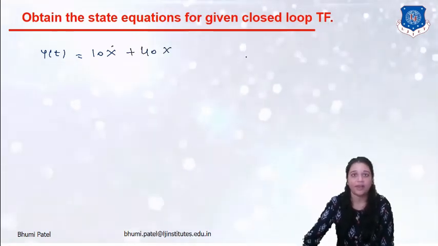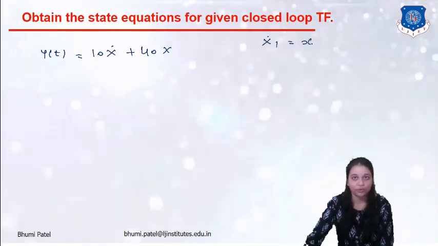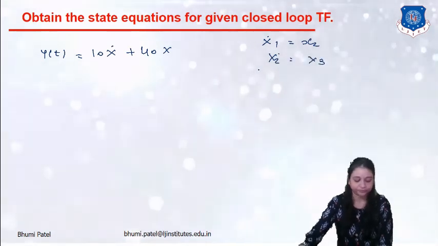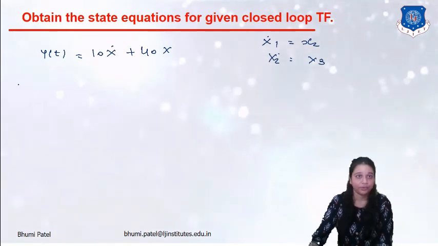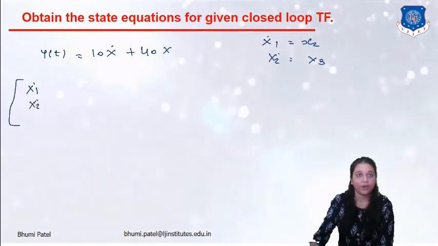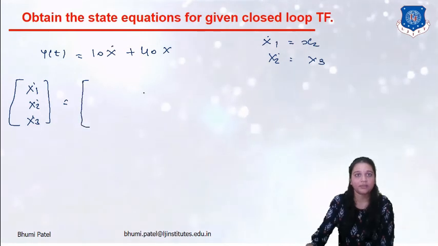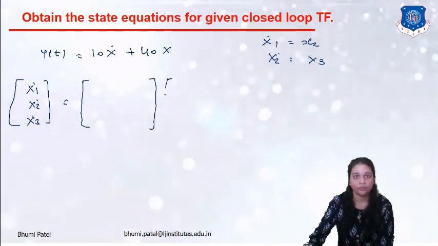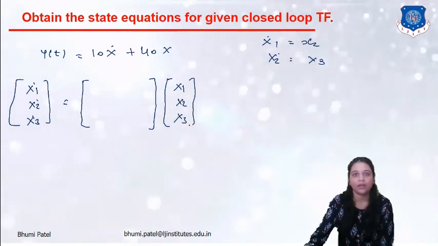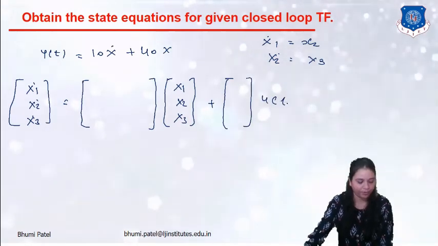Okay. So our state variable x1 dot is equal to x2 and x2 dot is equal to x3, and we can write here x1 dot, x2 dot, x3 dot is equal to A matrix that we have to find into x1, x2, x3 plus B matrix into u of t.